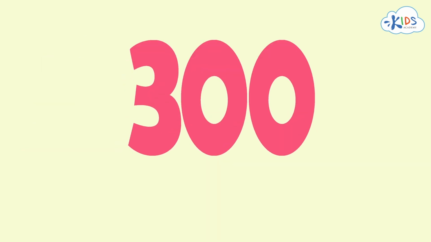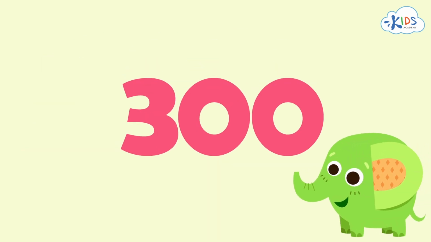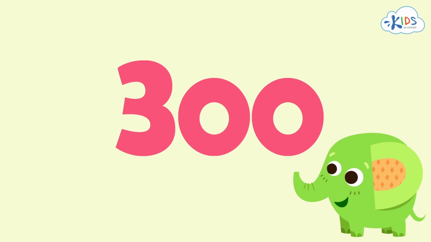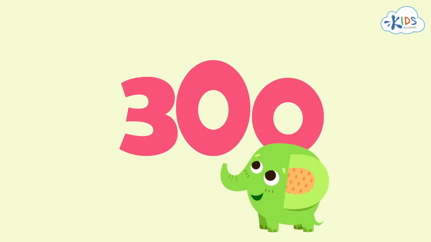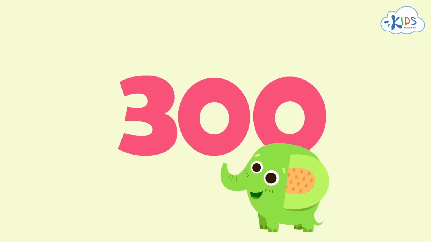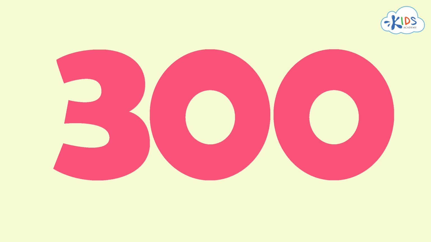When we look at a number like 300, only the 3 in the hundreds place has any value. There is a 0 in the ones place and a 0 in the tens place. Let's have a closer look at 300 to uncover the mystery of the hundreds place.